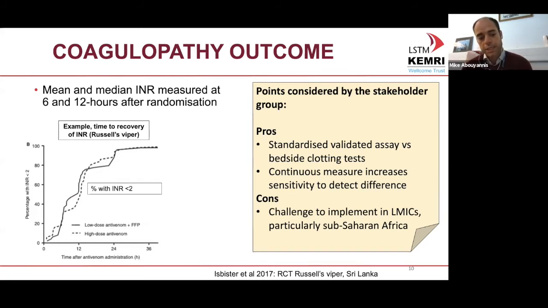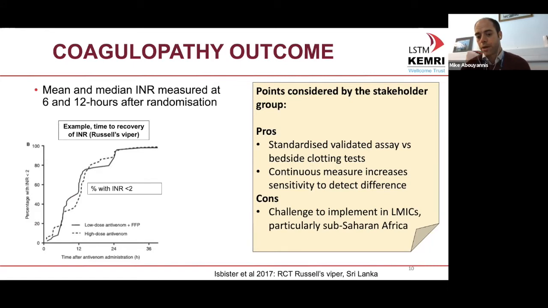Now, of course, the challenge with lab-based INR is that this is challenging to implement in low-income settings, particularly the sub-Saharan African region. But I think it's important to note that this is only for use in trials, which will obviously have an associated funding package, and it's only as an outcome measure.